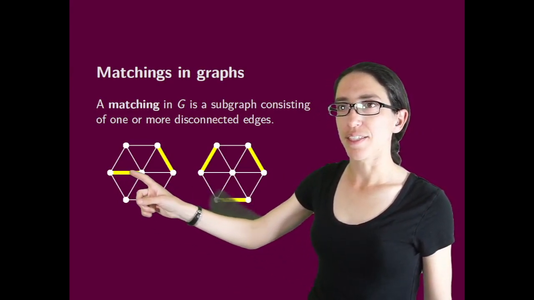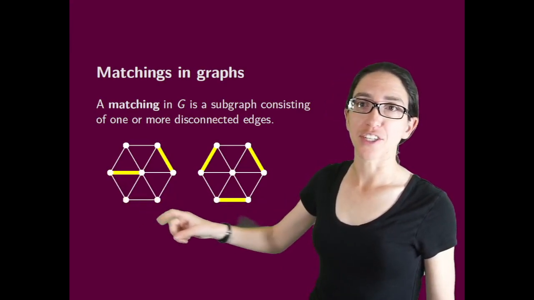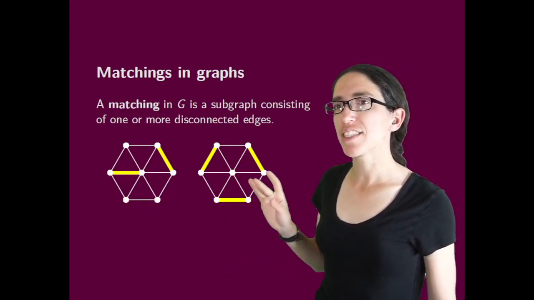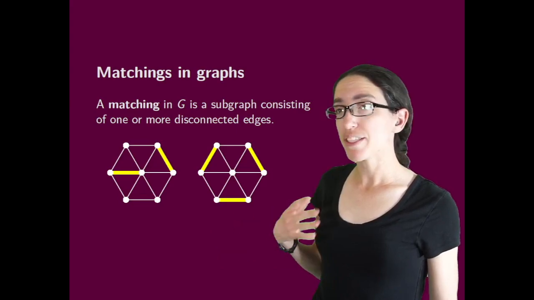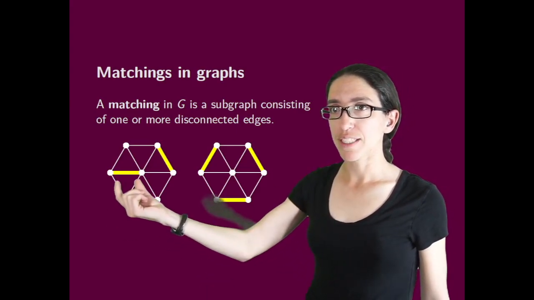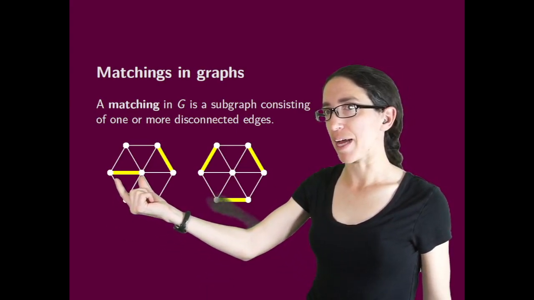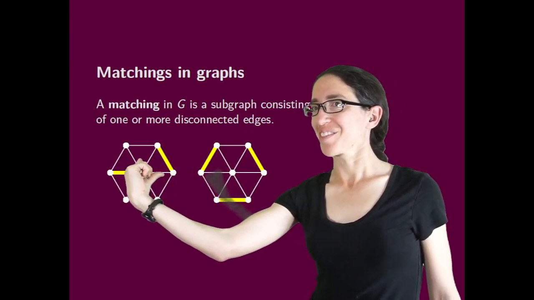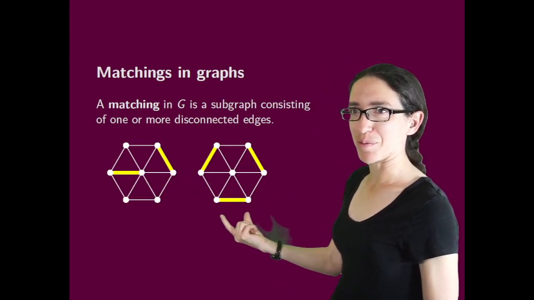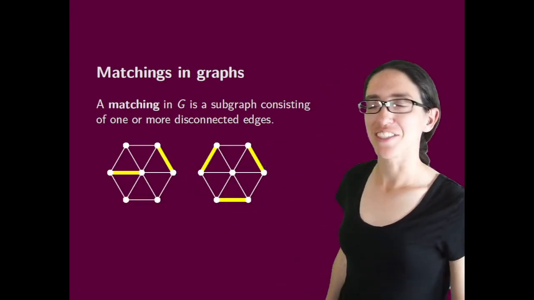If I had this edge and also that one, that would not be a matching. The reason it's called a matching is that we're matching some of the vertices with each other based on the edges that pair them together. For instance, in this graph, we think of these two vertices as matched with each other, and these two vertices as matched with each other. And here, the bottom two are matched, and these two sides are matched, and so on.